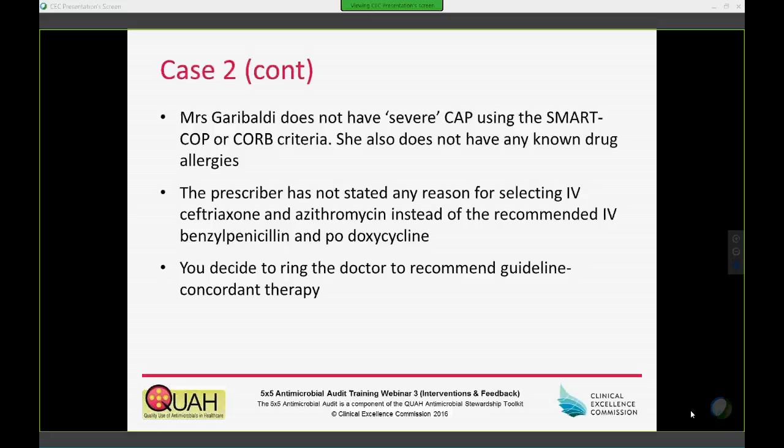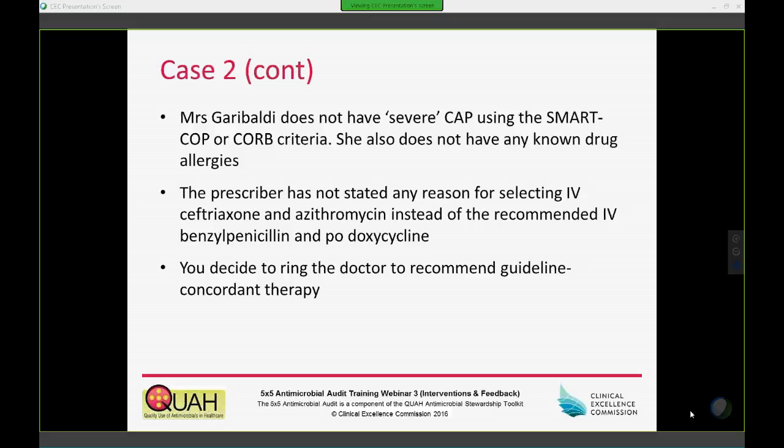Hi, Dr. G, it's Yvette, the pharmacist calling from the MAU. Do you have a moment to discuss Mrs. Anna Garibaldi, who's in bed 4? Yes, what's the problem? Well, I'm reviewing her medication chart, and I noticed she's on IV ceftriaxone and azithromycin for CAP. But since it's not severe CAP, you should prescribe that. Why not? This is what I've always prescribed for pneumonia. No one's ever told me anything different.